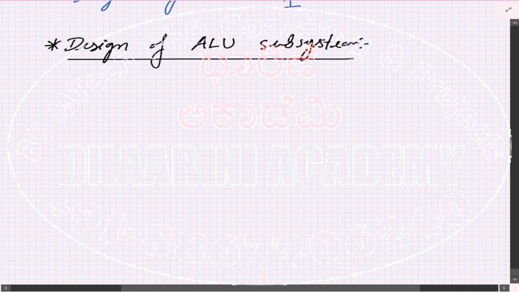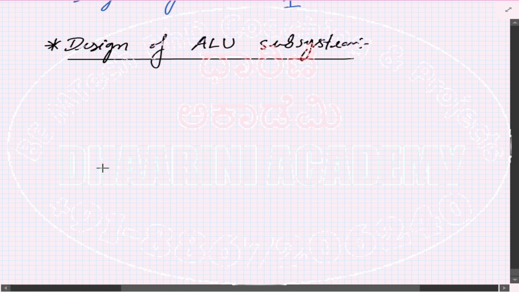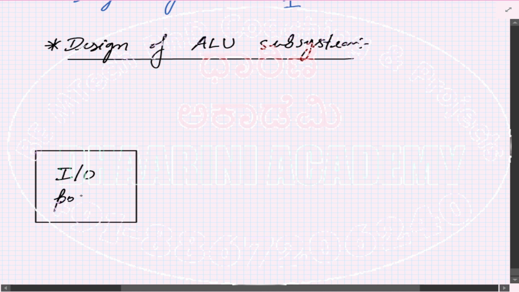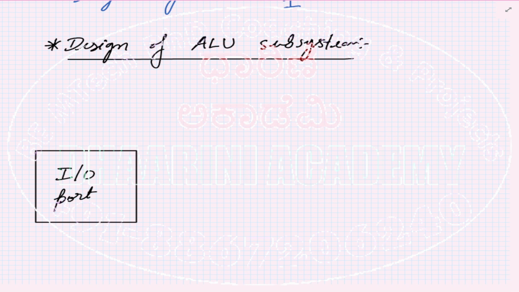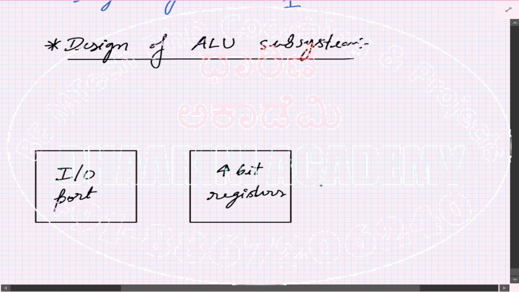Okay, so let's consider the design of an ALU. The ALU subsystem is going to be like this. So first let's draw the required block diagram. Initially we have a requirement of what is called an I/O port, followed by a four-bit register. You need many of them, so we'll write four-bit registers.